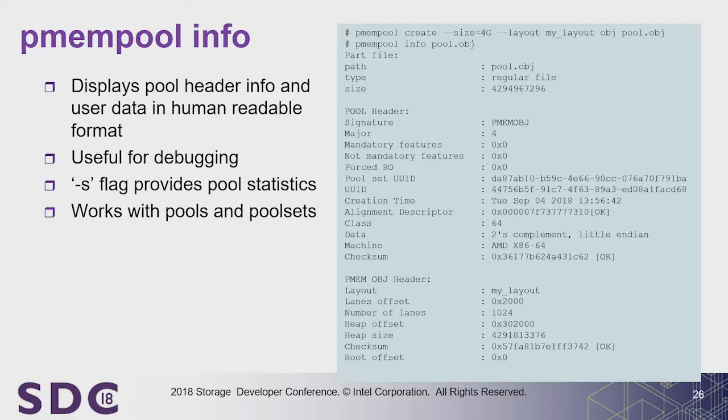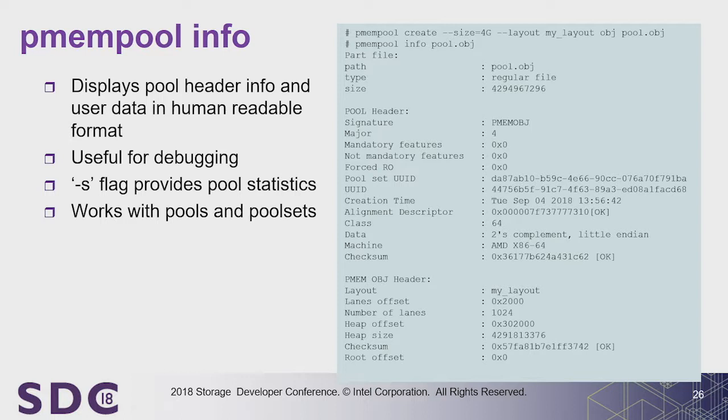Now, if there was data in here, you can use the -s flag, and you can get more statistics, right? So how full is your pool? How much space is available? And a few other interesting bits that might be useful to application developers, right? So when you're allocating data to this, it might be useful to you.